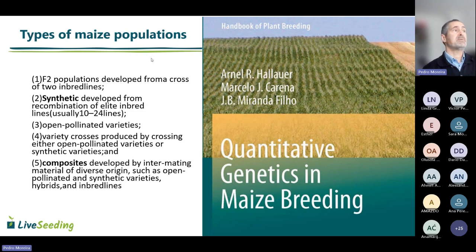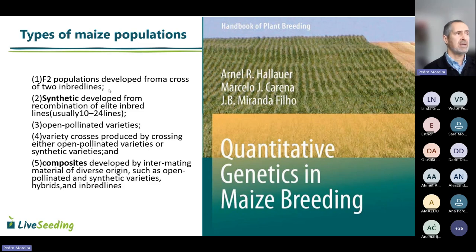Some of the types of populations, and especially because I'm working on maize, as you know, one of the types we can achieve is by F2 populations. They are developed from a cross of two inbred lines. It could be, as Mr. Adrian already mentioned, using, for instance, four inbred lines, crossing them 2 by 2, and then at the end you cross these two parents. And you can also have 8, as in a magic design, or you can have a synthetic.